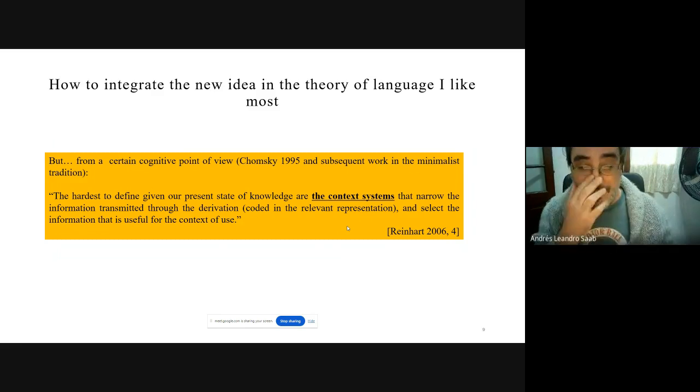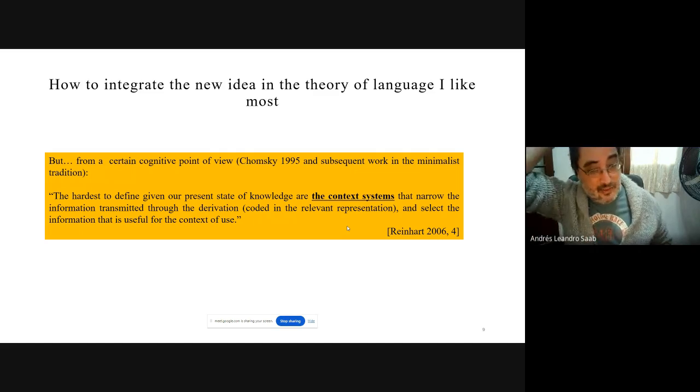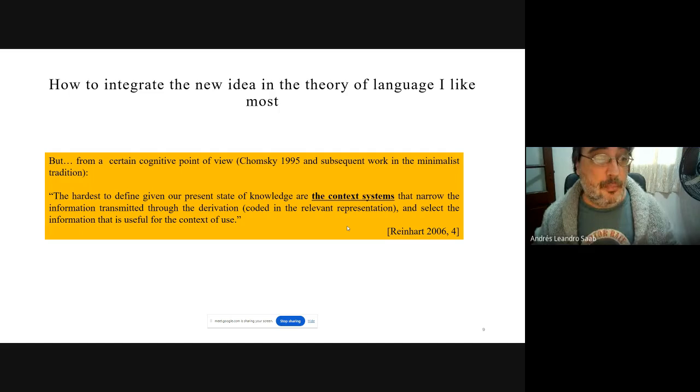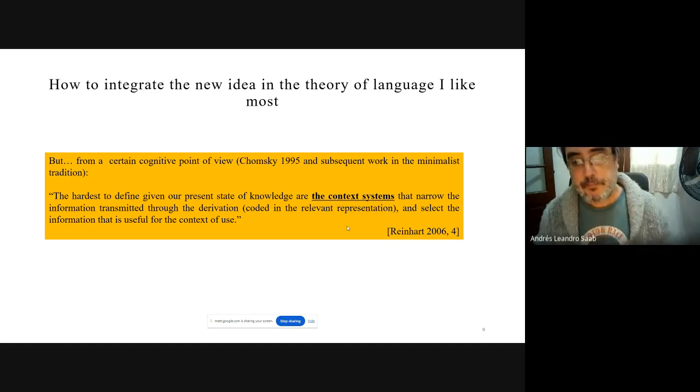Okay, so now from a cognitive point of view, the one which I think is important for this conference is how to model context in terms of a certain cognitive framework, the one arising from Chomsky and other people, right? And it's kind of difficult because, as Reinhart has said, the hardest to define given our present state of knowledge are the context systems, which precisely narrow the information transmitted through the derivation, coded in the relevant representation, and select the information that is useful for the context of use.